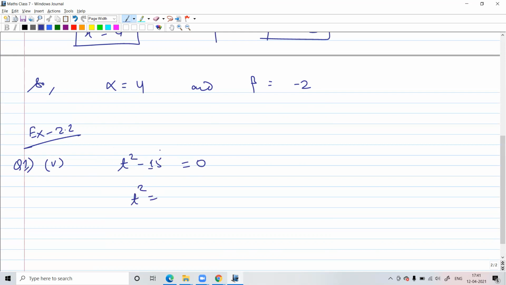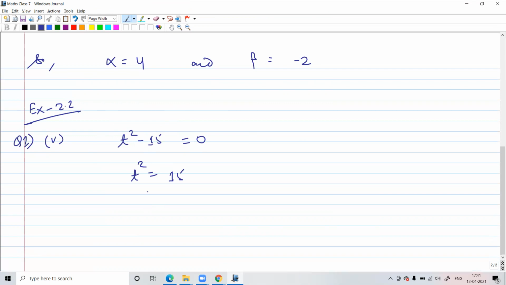And then t square will be what? 15 you can send to the other side. So minus 15 when it goes to the other side becomes plus 15. Correct? Yes, sir. And then do square root on both sides.